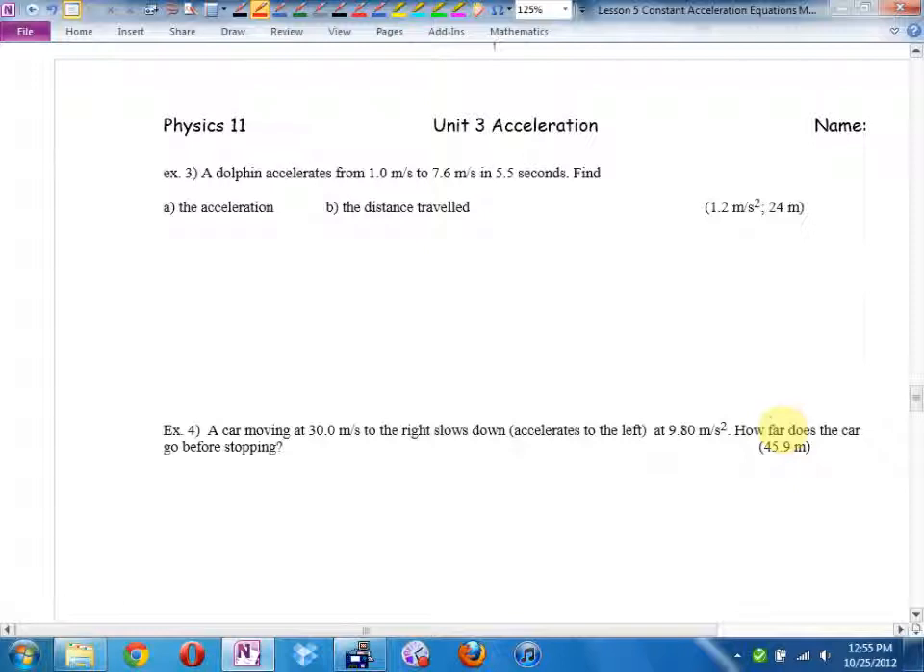Okay, let's list our data. I usually list it on the left-hand side. I see a 1.0. What's that? Initial velocity. VI is 1. I see a 7.6. What's that? VF. 7.6. I see a 5.5. What's that? Part A, they want me to find acceleration, Kelly said. So I'm looking for an equation that has VI, VF, T, and A in it. Oh, and no D.